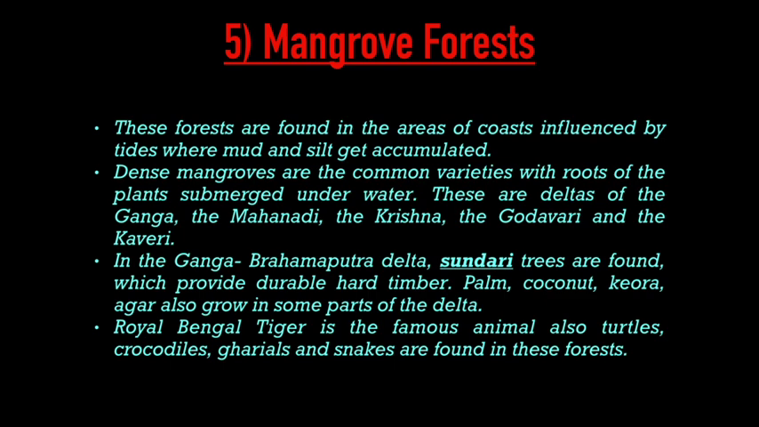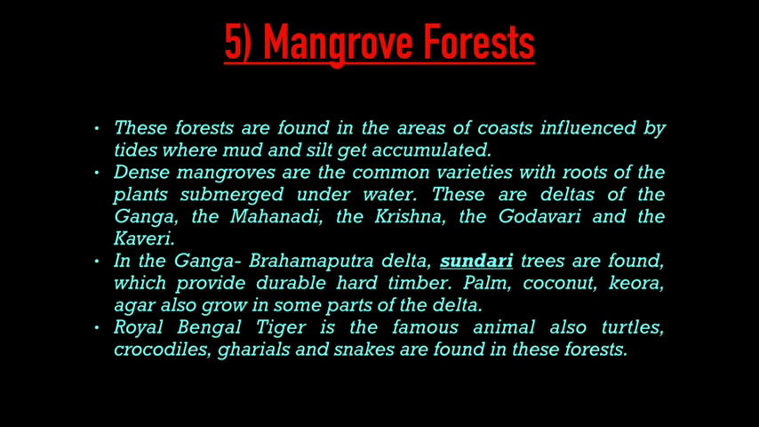These forests are found in the areas of coast that are influenced by tides, where mud and silt get accumulated. Dense mangroves are the common varieties, with the roots of plants submerged under the water. These are the deltas of the Ganga, Mahanadi, Krishna, Godavari and Kaveri, meaning the large rivers of India.